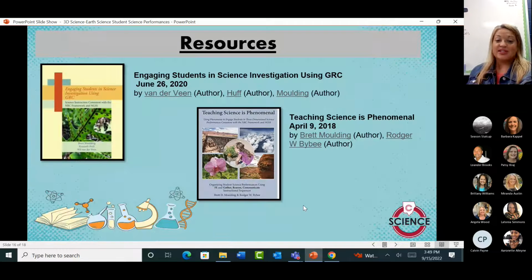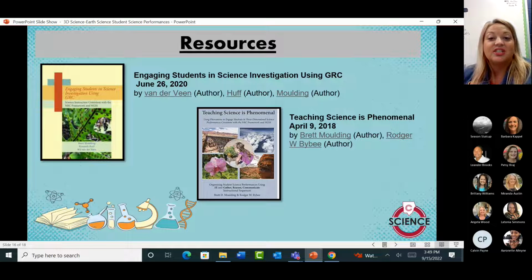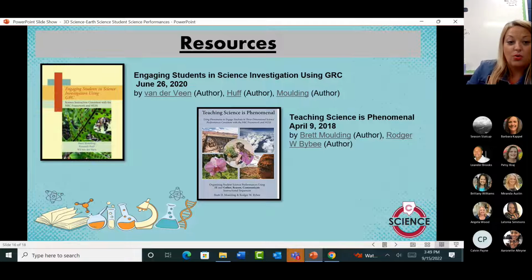These are the two resources that I used today on student science investigations. You have Teaching Science is Phenomenal by Roger Bybee and Brett Molding, the godfathers of NGSS. And then his newest book, Engaging Students in Science Investigation Using GRC, is this book right here. So if you would like to borrow those, let me know. And that is what I have for you today.